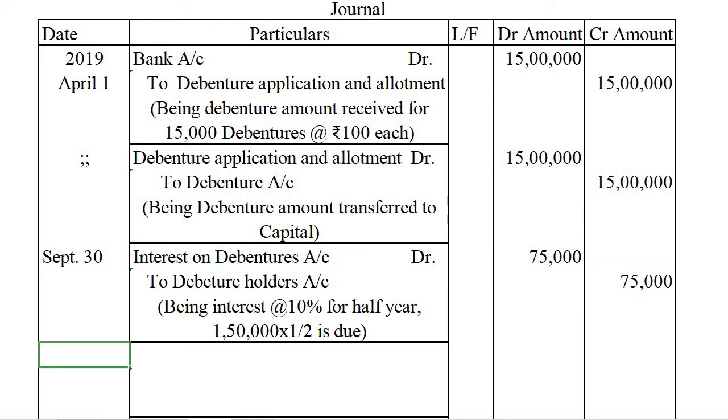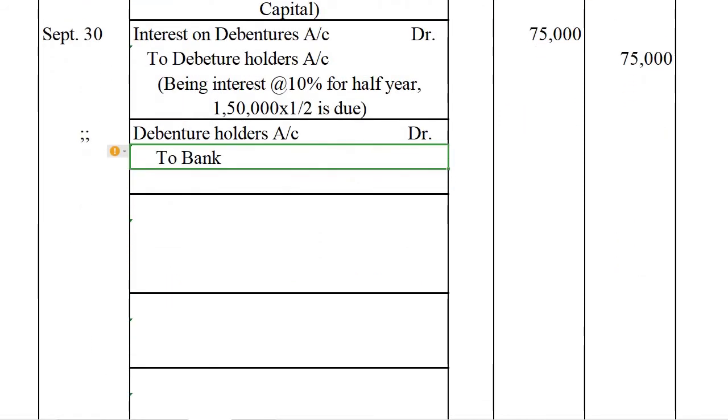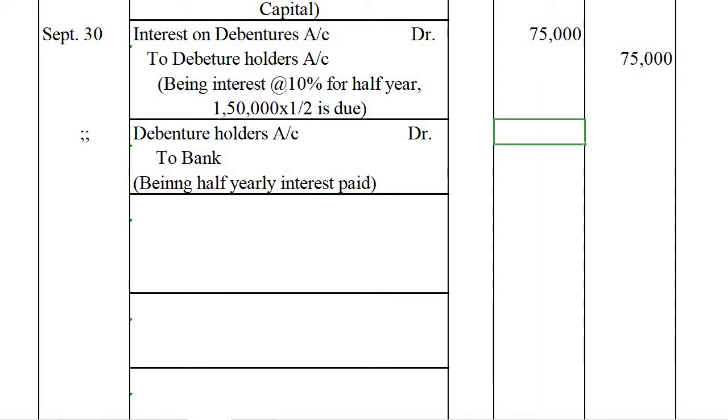Then next, this amount is to be paid to the debenture holders. So on the same date, we will write the journal entry: Debenture Holders account debtor to Bank. The narration is: being half year interest is paid to the debenture holders. Amount 75,000. Clear? This is the payment of the first installment.